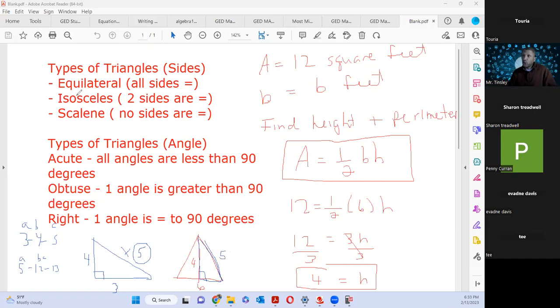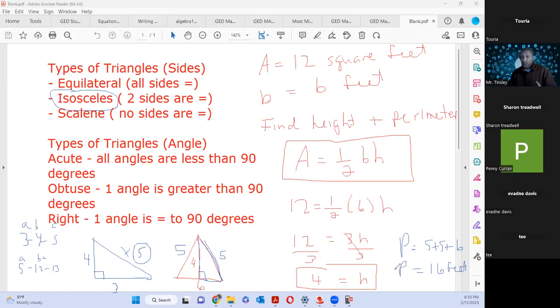But they also told us this was an isosceles triangle, so I know two sides are equal. If this side is 5, this side is also 5. So the perimeter is now 5 plus 5 plus 6, which is 16 feet.